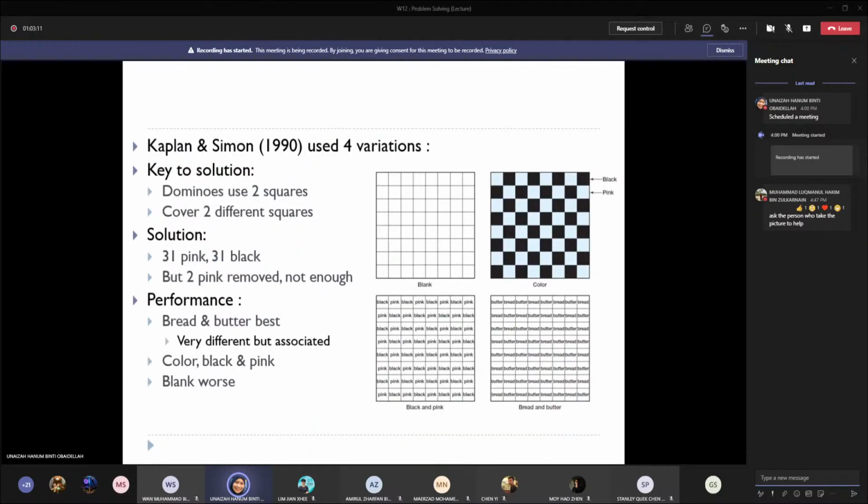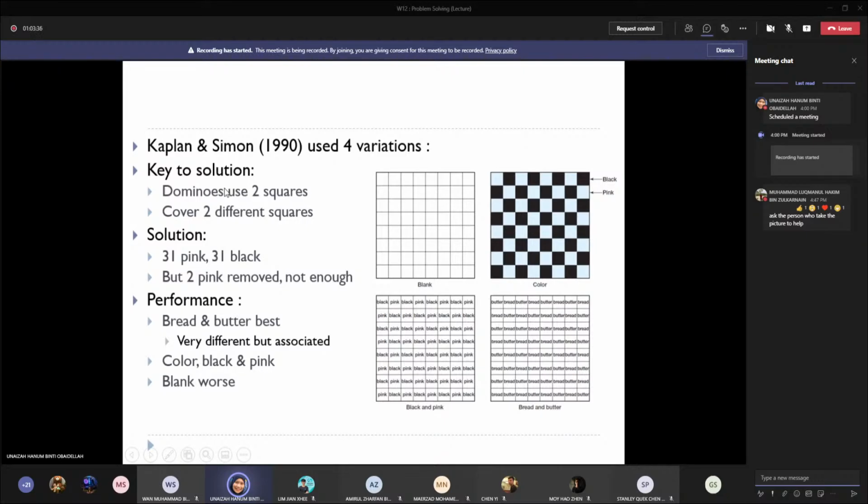This was actually given to participants to solve this problem in different variations. One is when the board is completely blank. Another is when you have a black and pink color combination, and another is black and pink again, as words. So famous, right? Blackpink as words. And another representation, such as bread and butter.